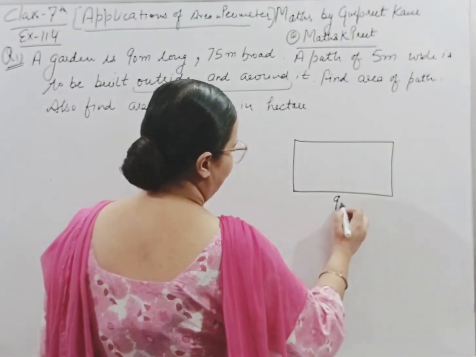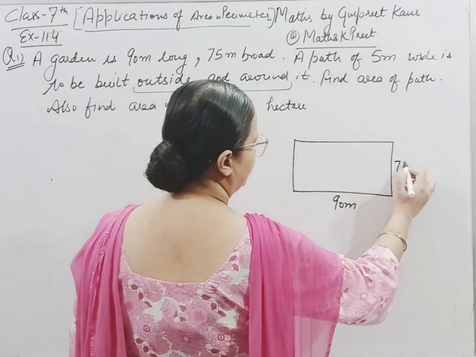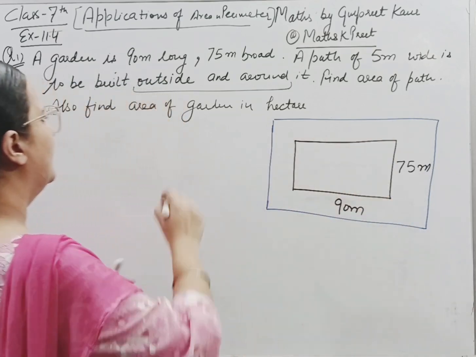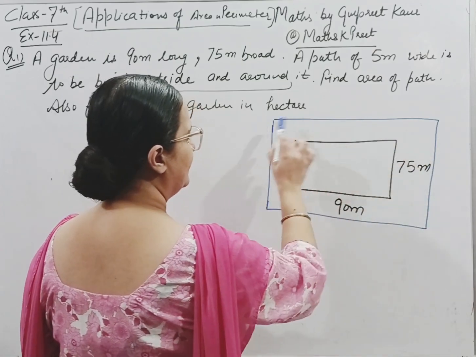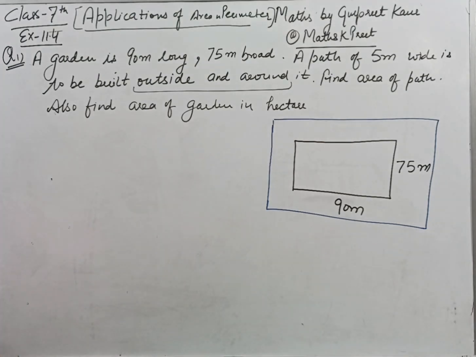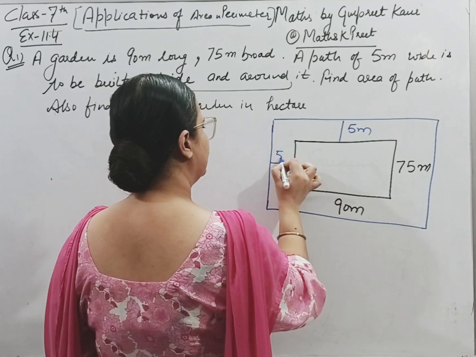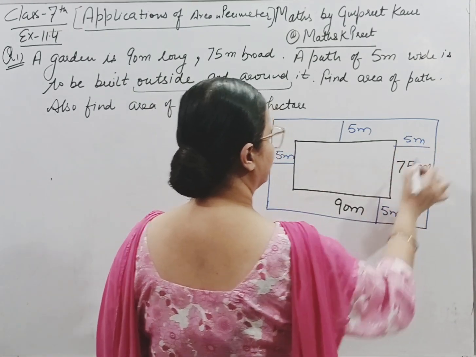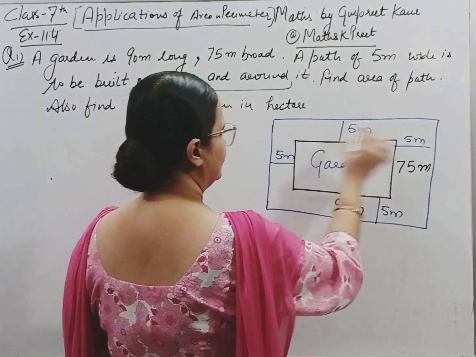First, I'm mentioning the length and breadth of the rectangular garden. This is breadth here. This is given to us. So this is 5 meter wide path outside and around it. Outside, I have drawn this figure. Outside, around means it is covering all the 4 sides of the rectangular garden. This width is 5 meter on all the 4 sides. So this inside figure is the rectangular garden, and this is the path.